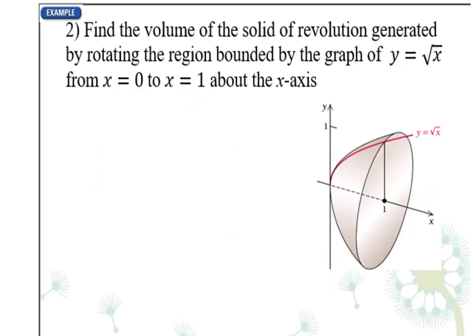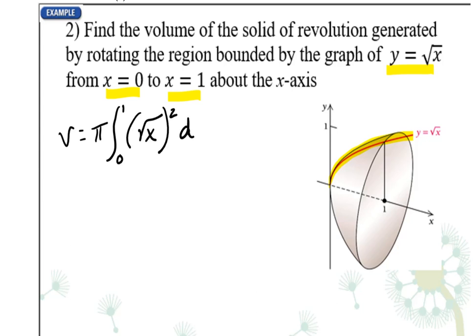So here we're looking at the function y equals the square root of x, and we're going from 0 to 1. And the diagram is given to you, which is quite nice. So this is your function y equals the square root of x. So the volume is going to be pi times the integral from 0 to 1, our lower bound is 0, upper bound is 1, times your function, which is the square root of x, squared, dx.